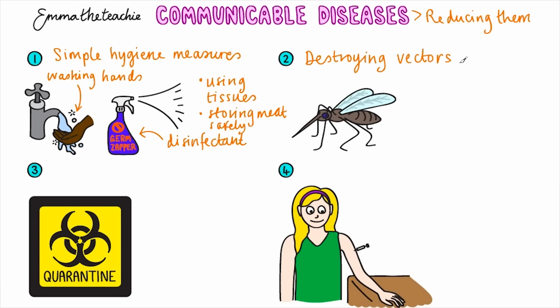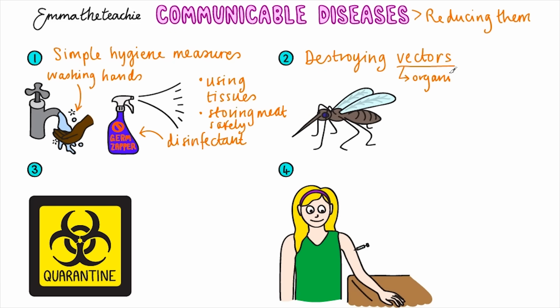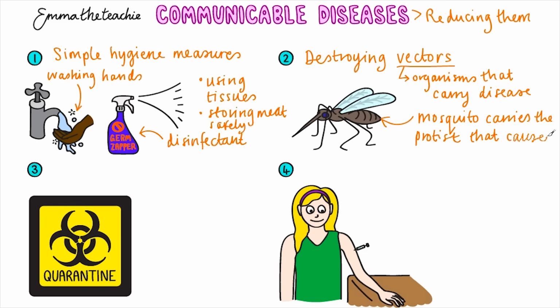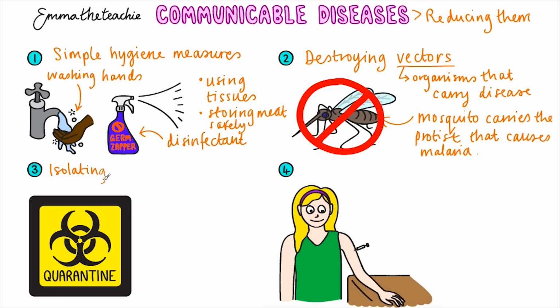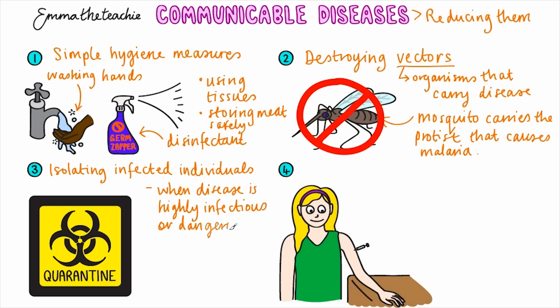Secondly is destroying vectors. Vectors are organisms that carry disease. For example, mosquitoes carry the protist that causes malaria. If the mosquito is destroyed, then the disease cannot spread. We can also isolate infected individuals until they're better. This is done when the disease is highly infectious or dangerous, for example, Ebola. Isolating them reduces the number of healthy people who come into contact with them.